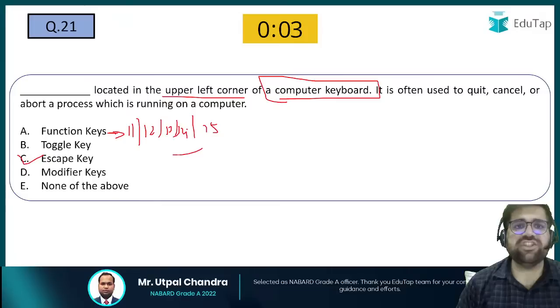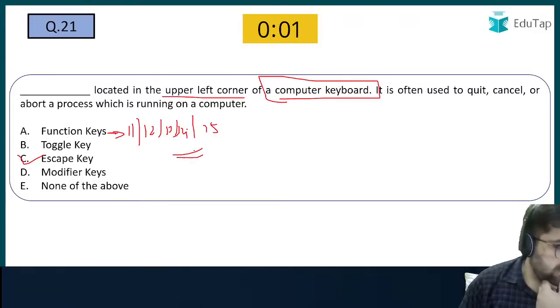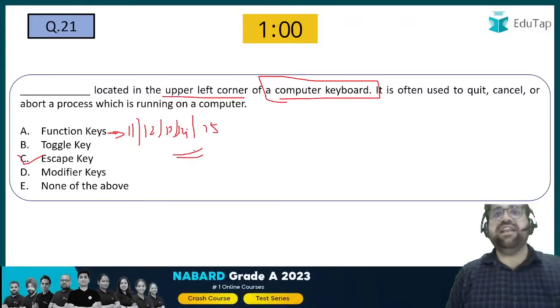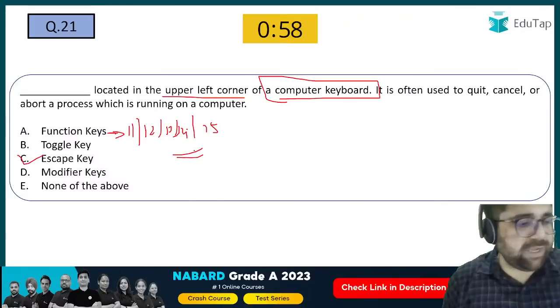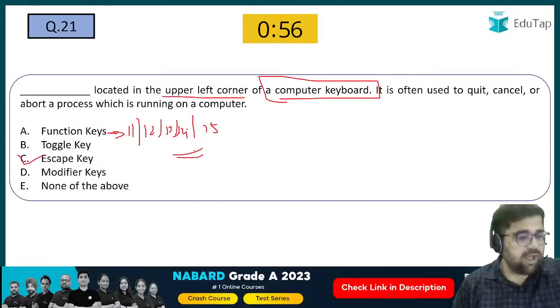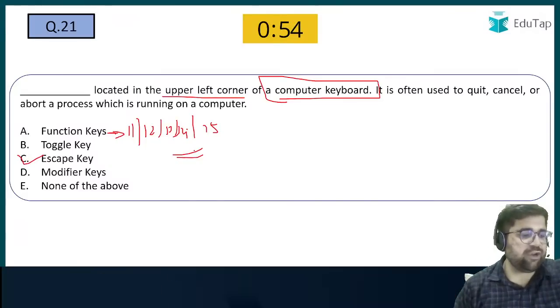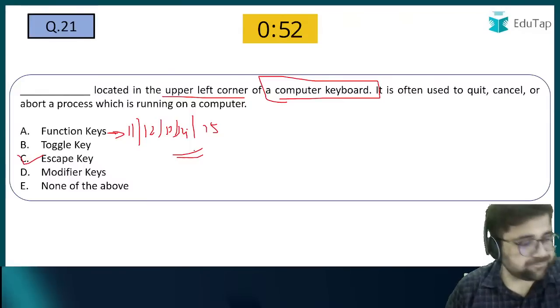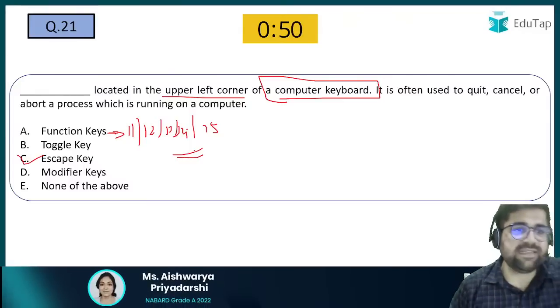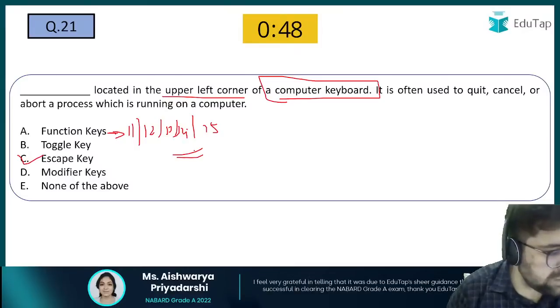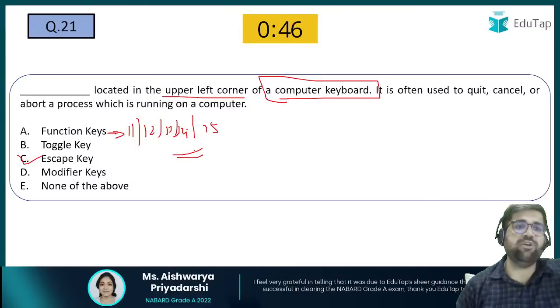How many function keys are there in your keyboard? I am watching the chat box, so I need your answers. I want to see how many of you are the serious aspirants. How many function keys are there on your keyboard? Yes, the answer is escape, that I also know. Plus, please let me know. Yes, there are 12 function keys.